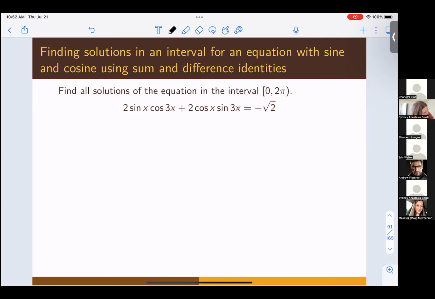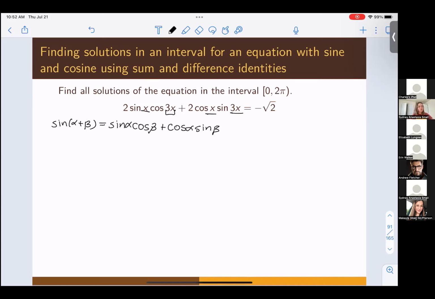If you recall from what we did on the slide before, we have the identity that the sine of alpha plus beta is the sine of alpha cosine beta plus cosine alpha sine beta. Here we have the sine of x, which we can call alpha, cosine of 3x, which we can call beta, plus cosine of alpha, which we called x, and sine of beta, which we called 3x. Cool, this form fits it.